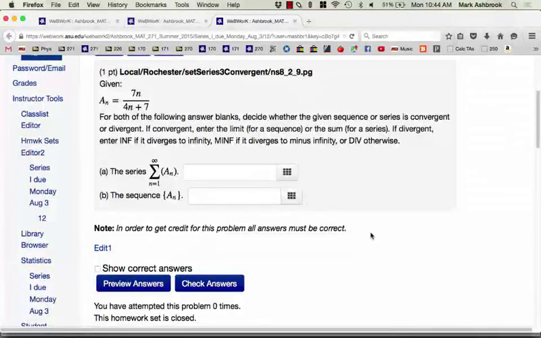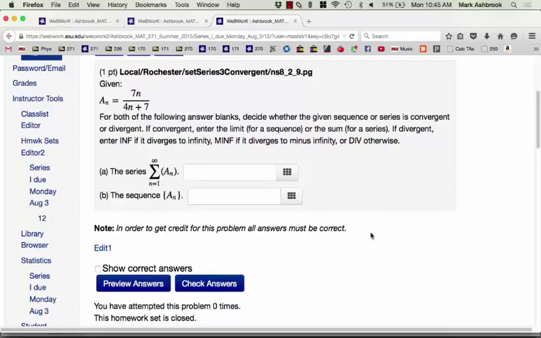Okay, so 12, this gives you a sequence. It asks about the limit of the sequence, the limit of the series. So really, it makes more sense to talk about the sequence first, because if we know something about the sequence, then we can make conclusions about the series. So what about the sequence? 7n over quantity 4n plus 7. It'll converge to 7/4. We should all see that this converges to 7/4.